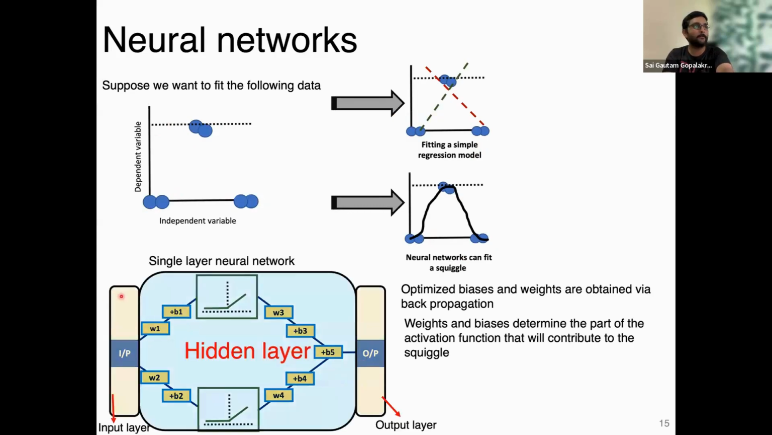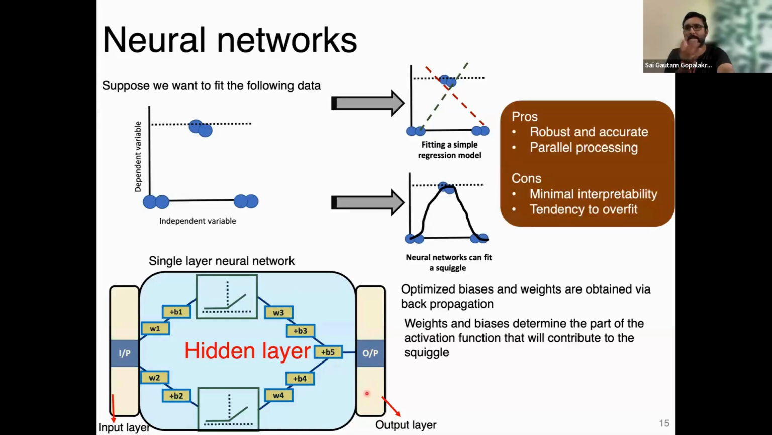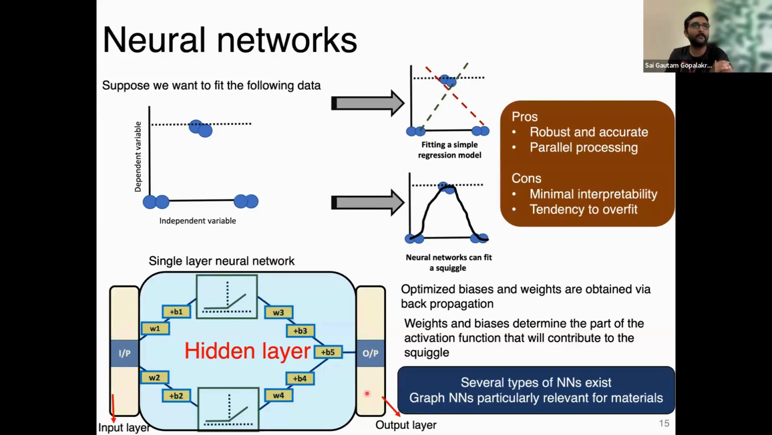So in a neural network, typically you have an input layer, then a bunch of hidden layers, and then an output layer. This is the predominant workflow of any neural network. Of course, there are pros and cons. The main pro is that they can deal with more and more complex data in a fairly straightforward fashion, and they can be fairly accurate. There are several types of neural networks, but the most relevant for materials is probably graph neural networks, which combine the modeling of graphs along with neural networks.